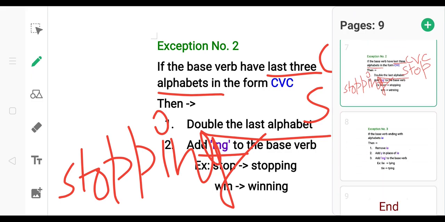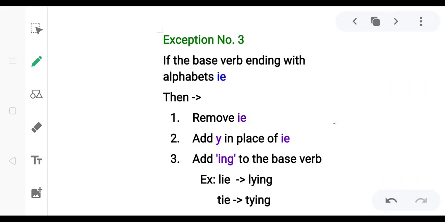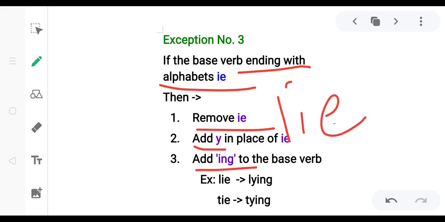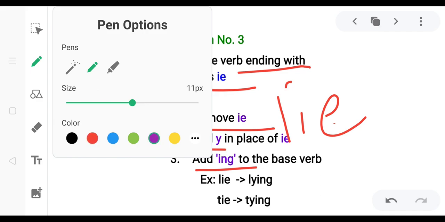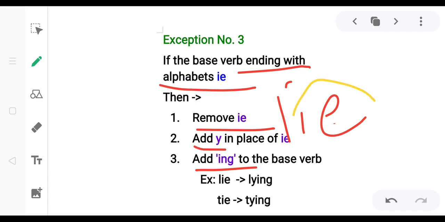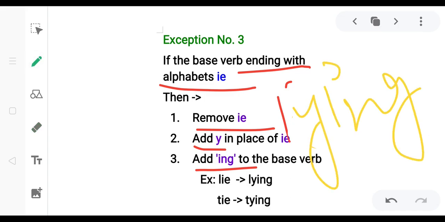So moving further to understand the third exception. Exception number 3 says, if the base verb ends with the letters IE, we first remove IE and add Y in its place. Then we add ing to make it continuous. For example, we have lie. The last two alphabets of this base verb are IE. We remove IE completely, then we take Y, then we add ing. Lie becomes lying. Tie becomes tying.